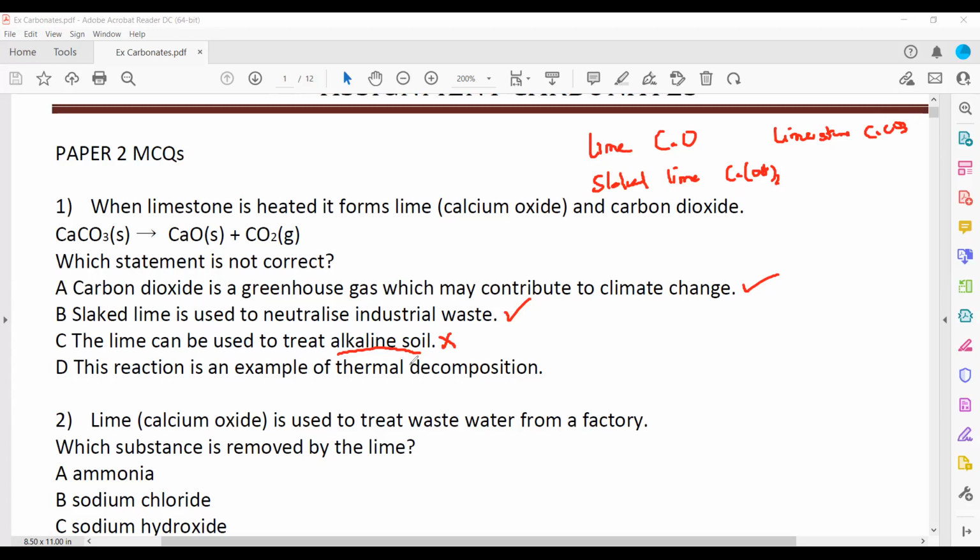The reaction is an example of thermal decomposition. That's true. How do we identify it's a thermal decomposition? One reactant and more products, so this reaction is thermal decomposition. So C is not the right statement.